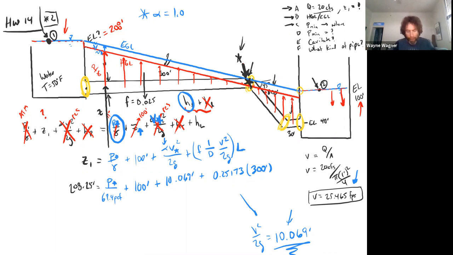So this is a calculator moment. Let's go ahead and do it. Clear.